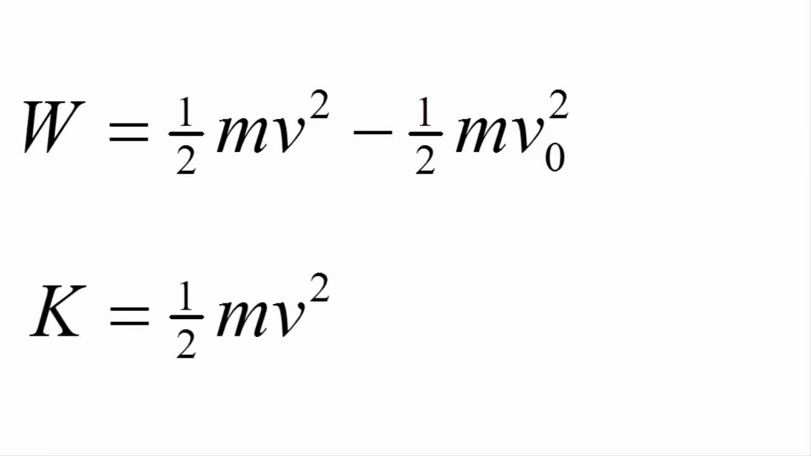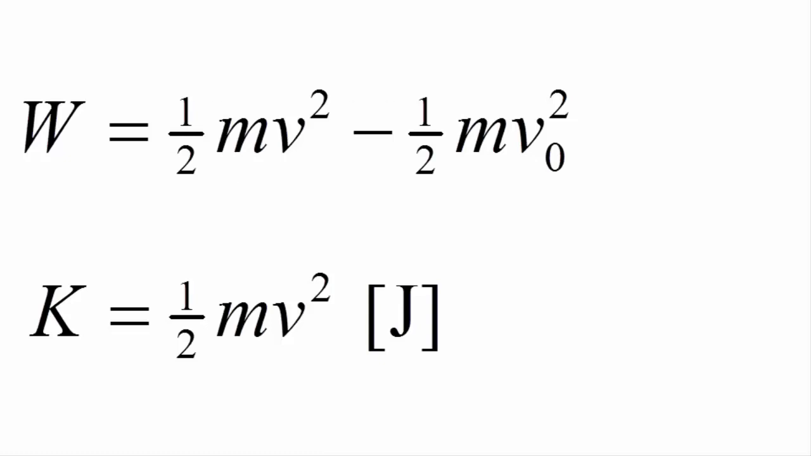The term half mv squared is called the translational kinetic energy. It has the same unit as work, that is, Newton meters or the joule. As the formula shows, kinetic energy is the energy associated with motion. If a mass is not moving, then it has no kinetic energy. If the mass is moving very fast, then it has lots of kinetic energy.